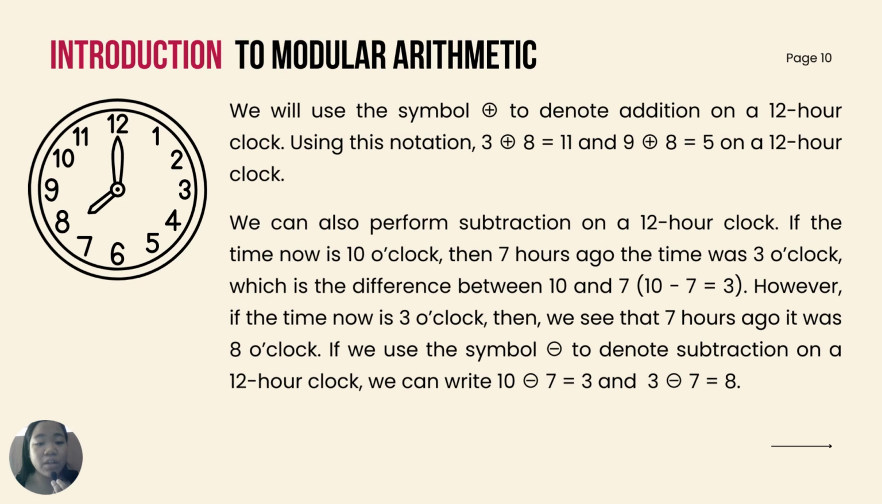This is the symbol we use to denote subtraction: a circle with a minus sign inside. Earlier, the plus sign inside the circle denoted addition. This minus sign inside the circle denotes subtraction. So we can write 10 minus 7 is equal to 3, and 3 minus 7 is equal to 8.